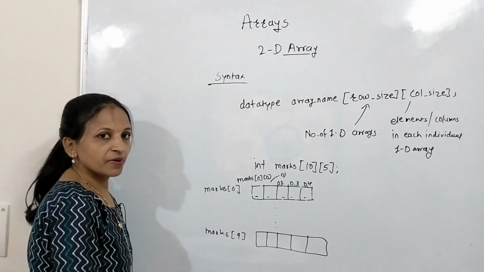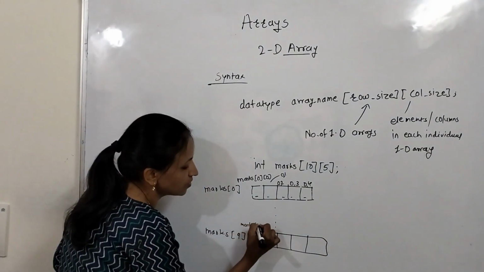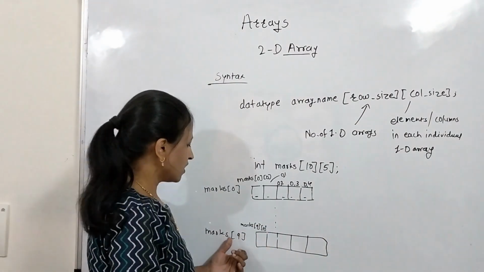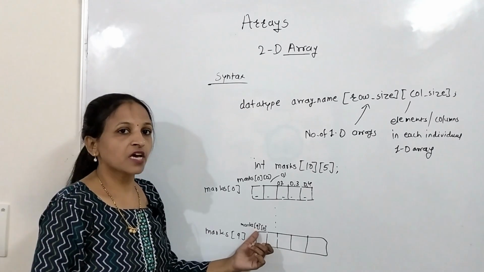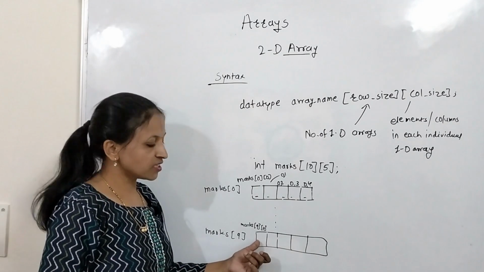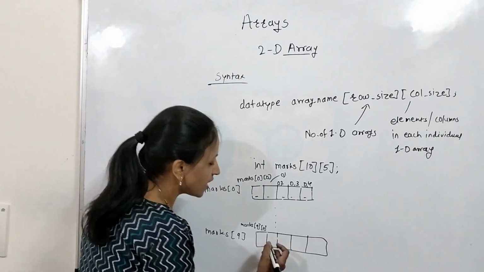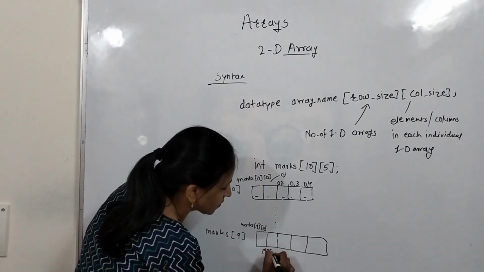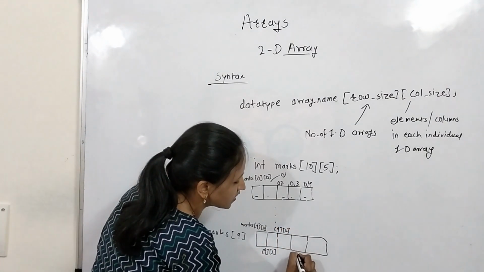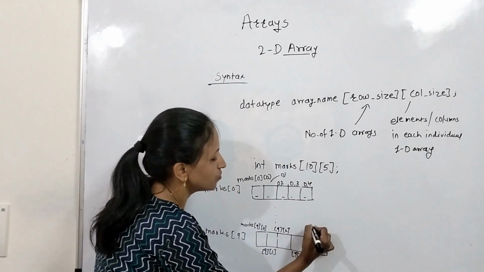Here the first element of the last array will be marks of 9, 0, because this is the 9th array. That's why 9 will be the first dimension of this element, and the second dimension will be from that array, this one is the 0th element. That's why the second index will be 0. Here 9, 1. Then this one is 9, 2. This one is 9, 3. In this way 9, 4.